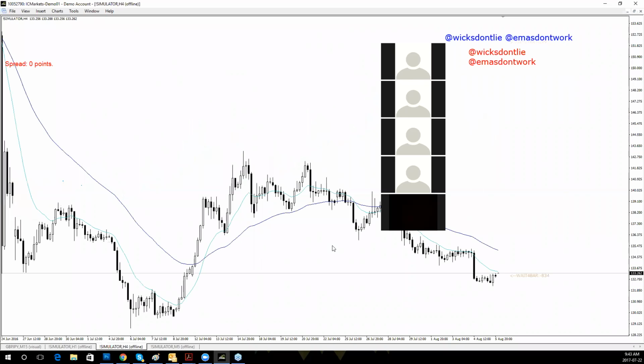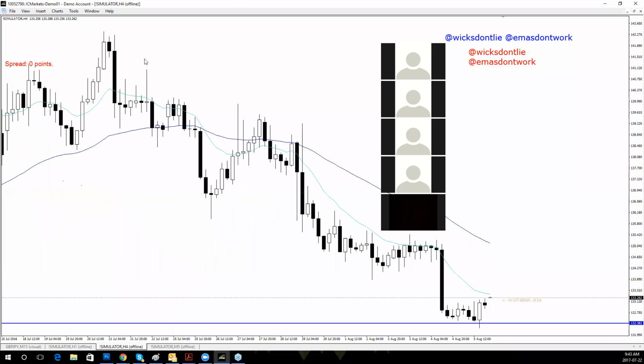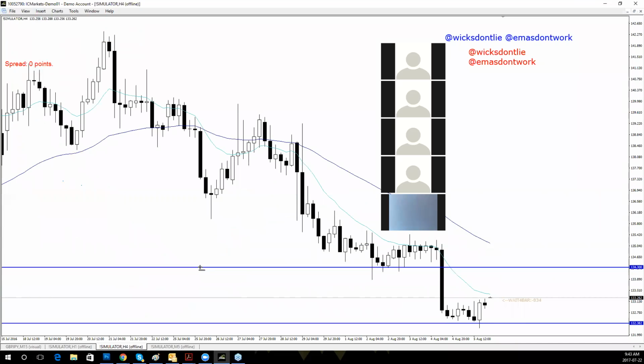Okay, so let's look at 4 hour here. So we have support right over here. And then we have some sort of resistance right over here.